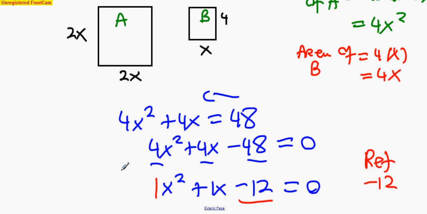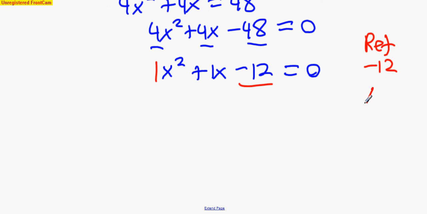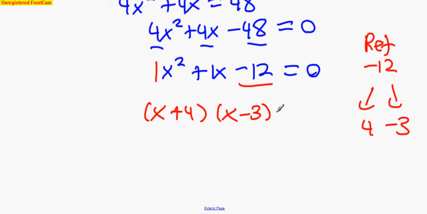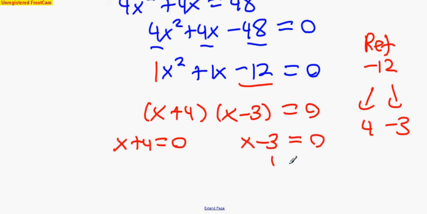So what we're going to get here is two numbers that multiply together to give you minus 12, but add together to give you plus 1. So that's going to be 4 and minus 3. So we're going to get x plus 4, x minus 3 equals 0. x plus 4 equals 0. x minus 3 equals 0. Bring the 3 over the other side, we get x equals 3. Bring the 4 over the other side and we get x equals minus 4.